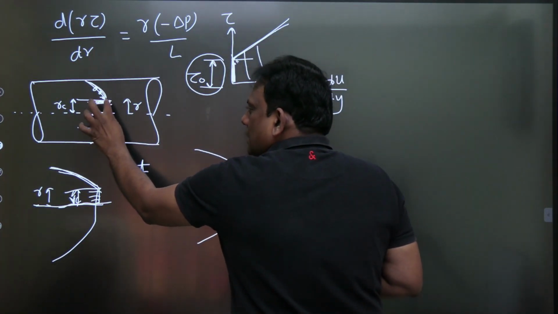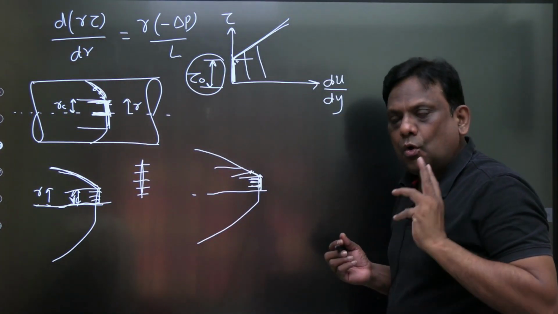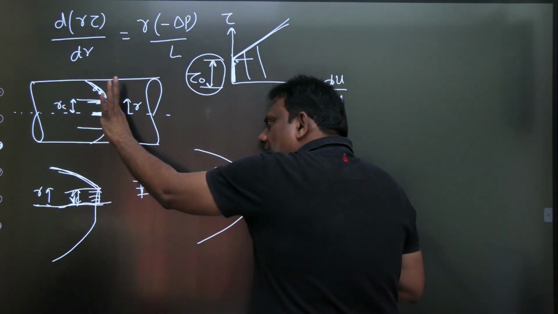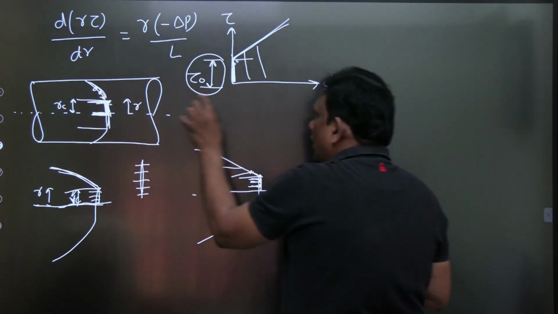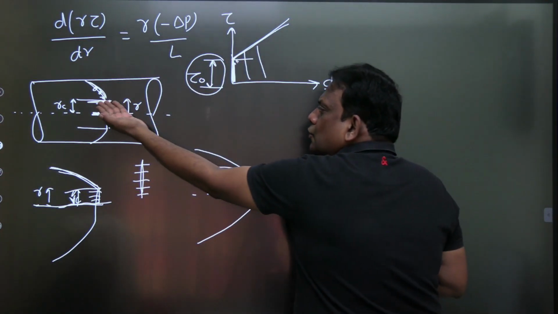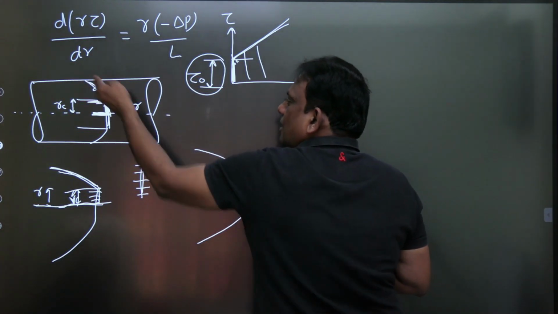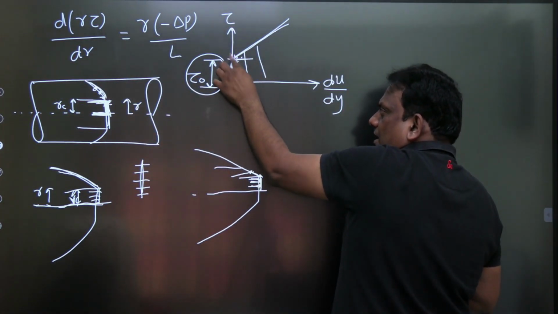Yield means the shear here. Let me do that. Hope you have understood. Up to this, there are no velocity gradients. When R is RC, up to RC, there are no velocity gradients. If you see the graph, up to this, there is no velocity gradient. Once you cross RC, velocity is changing. This shear stress is your yield shear stress.